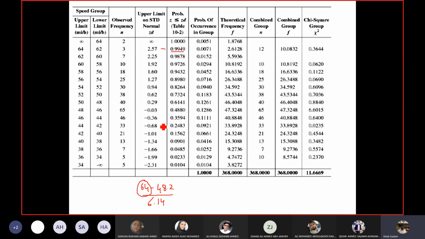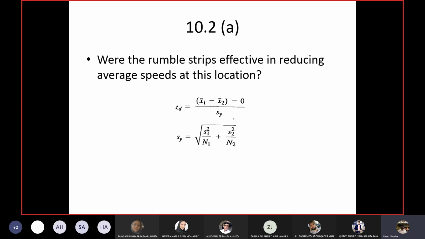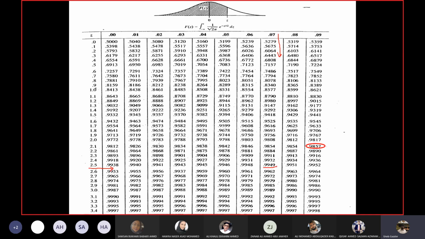Now you can see, obviously you are doing upper limit minus mean, so mean is somewhere in the middle, right? So when you go to the bottom groups, you will start having negative values. Some of the z values will be negative. Now, how to find out the cumulative probability of a negative z value? You can do two things.